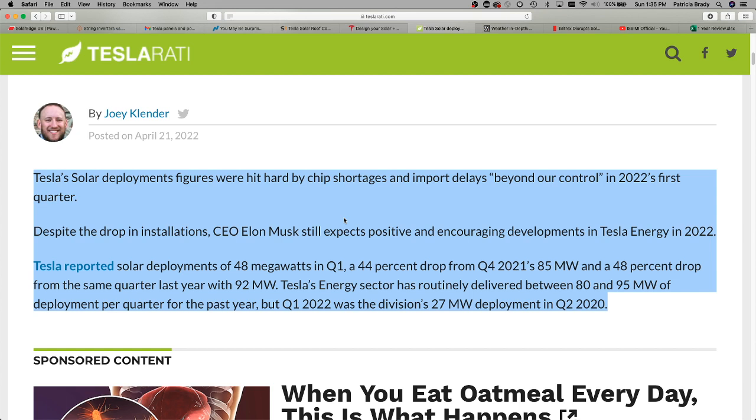Tesla's energy sector has routinely delivered between 80 and 95 megawatts of deployment per quarter for the past year, but Q1 of 2022 was the division's only 27 megawatt deployment. I don't know what they're comparing to Q2 of 2020. That actually doesn't make any sense to me. But supply chain, obviously cramping Tesla's style, for sure.